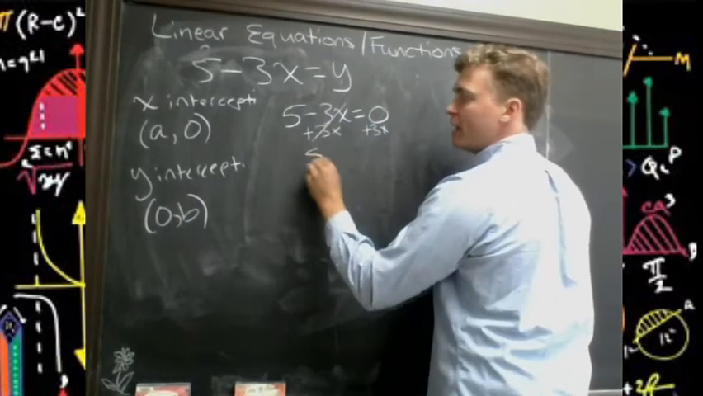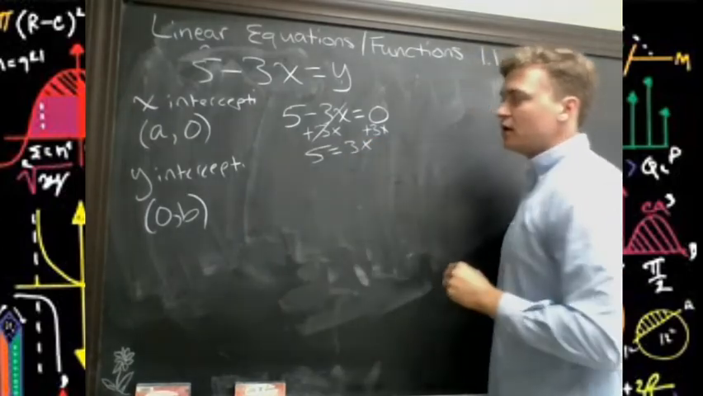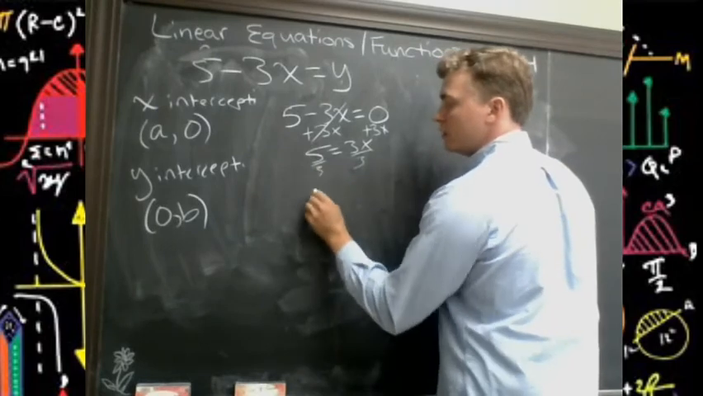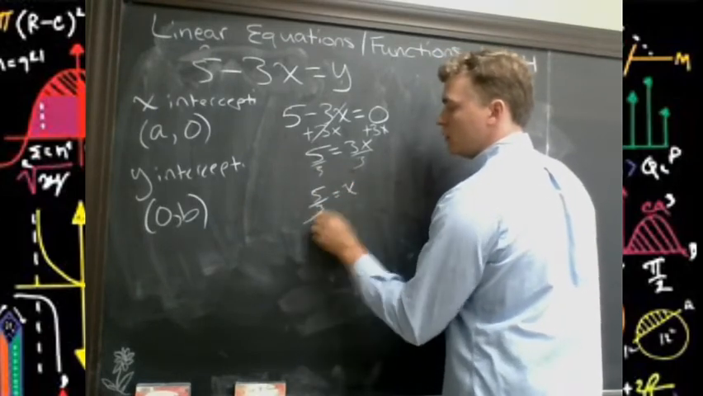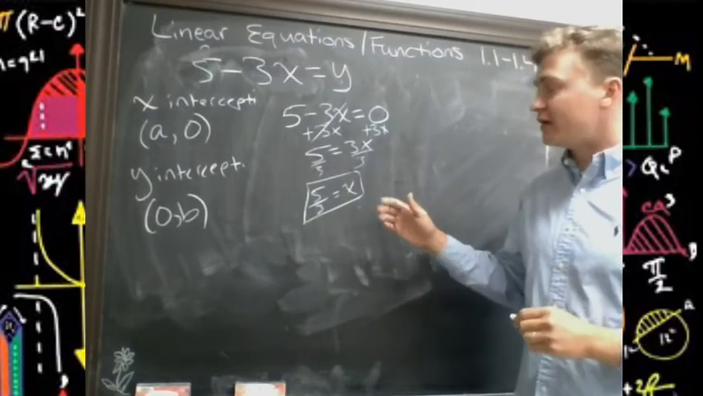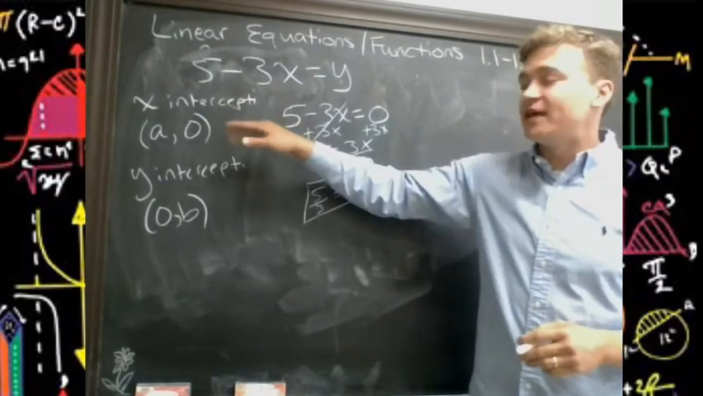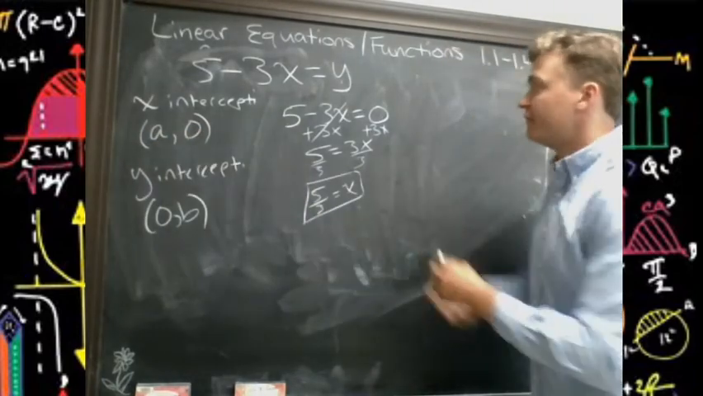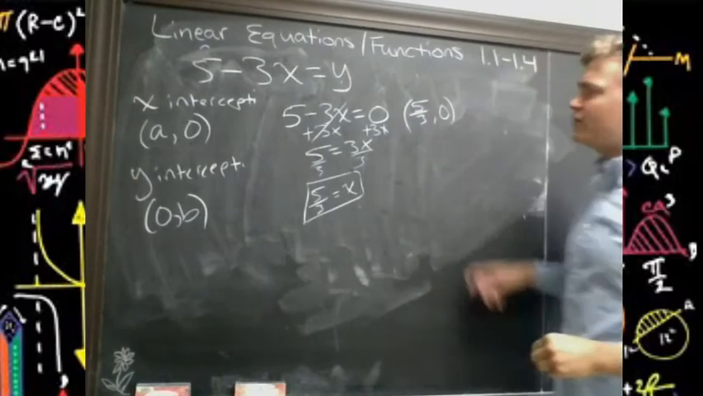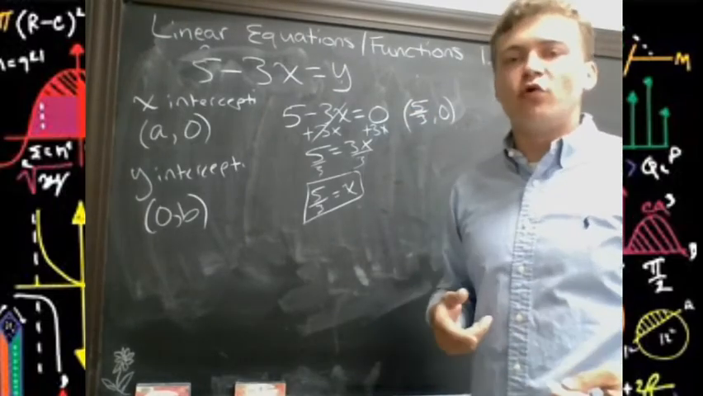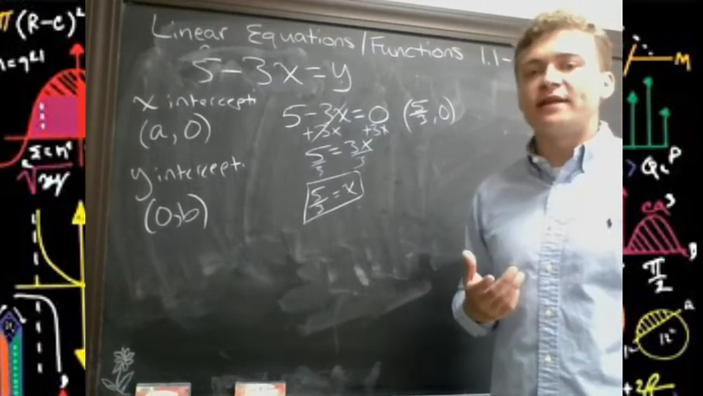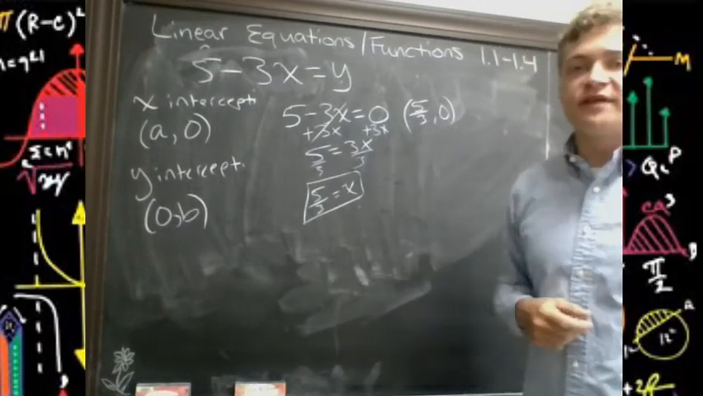From here, we have 5 equals 3x. And now because we're multiplying the x by 3, we'll divide off the 3. And we have here that the x-coordinate of our x-intercept is 5/3. Again, we found that the x-intercept is the ordered pair 5/3, comma 0. What is the fraction 5/3? It is 1 2/3, approximately 1.67. But once again, we don't want to make that rounding error, so we'll just leave it as 5/3.